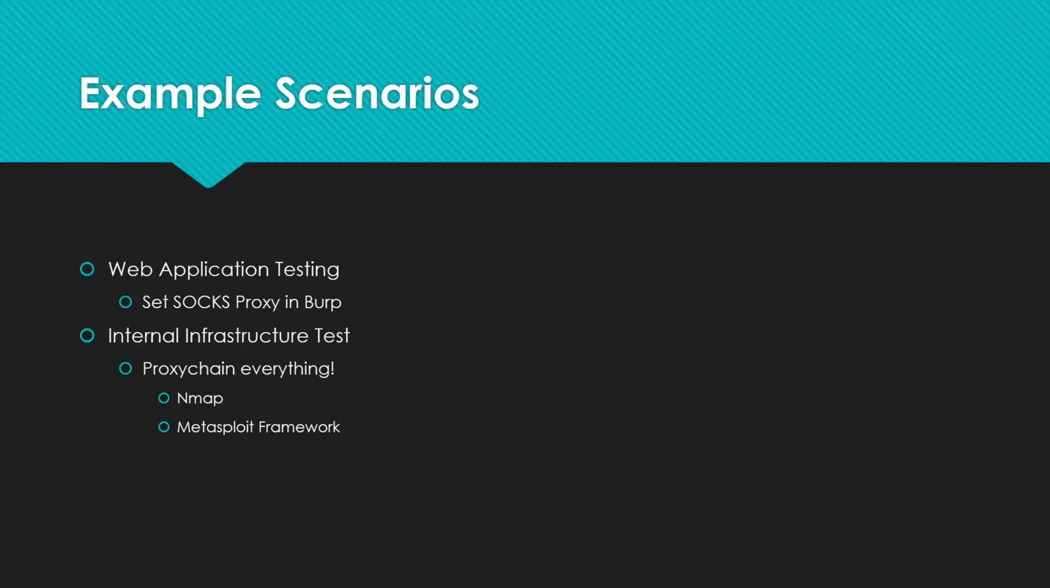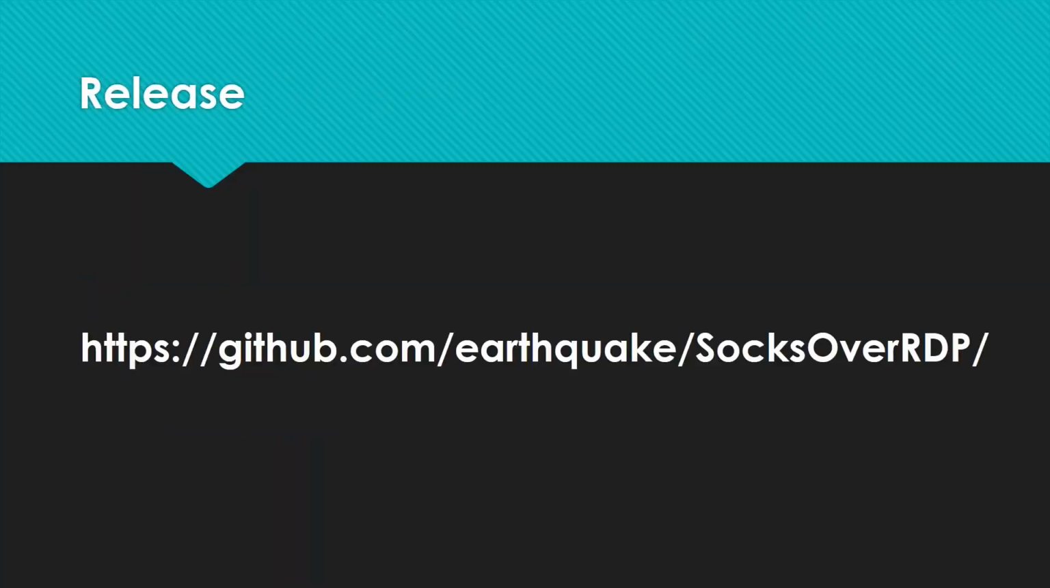That's it. If you are doing internal infrastructure tests, then you can use proxychains, or you can use tools that support SOCKS proxies. So if you are talking about Nmap or Metasploit Framework, you might need to use proxychains, but you can use these tools from your computer. You don't need to install or copy anything to the RDP box except the exe.